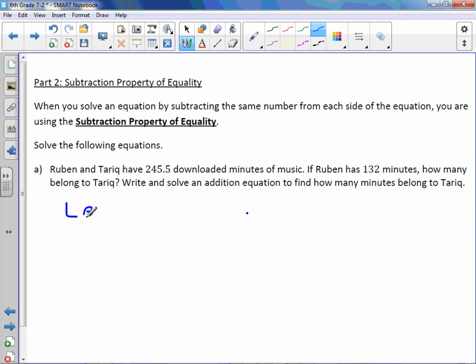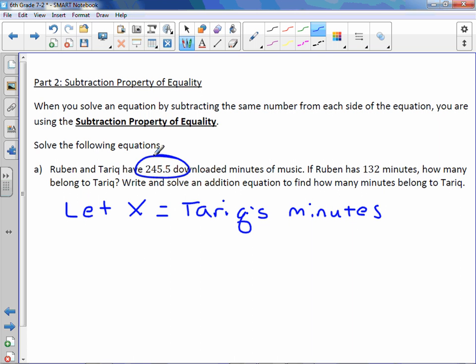So let's write a let statement. Pick any variable. I'm going to choose x. Let x equal Tariq's minutes. So total, they have 245.5 minutes. Ruben has 132 minutes, and Tariq, we don't know, he has x minutes. So what I would do is I would take the 132 minutes plus Tariq's minutes, which I don't know, and altogether that equals 245.5.